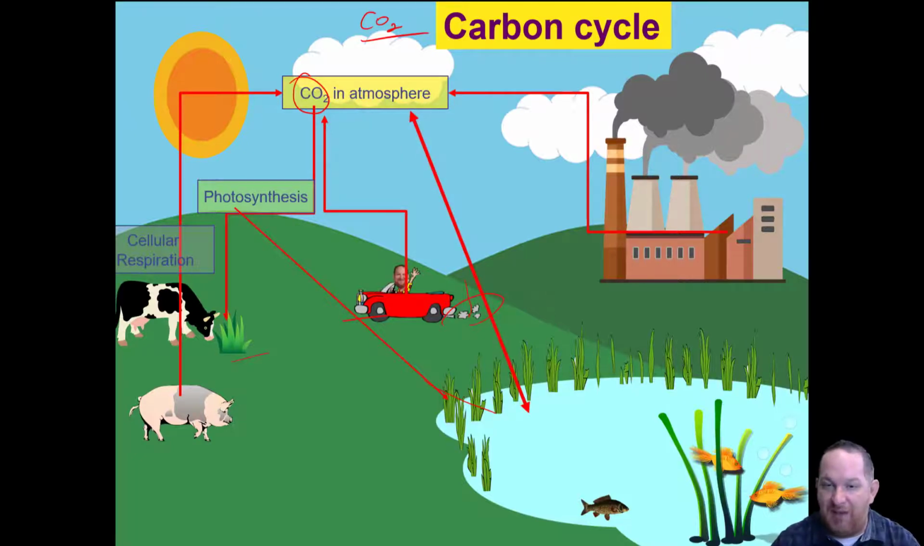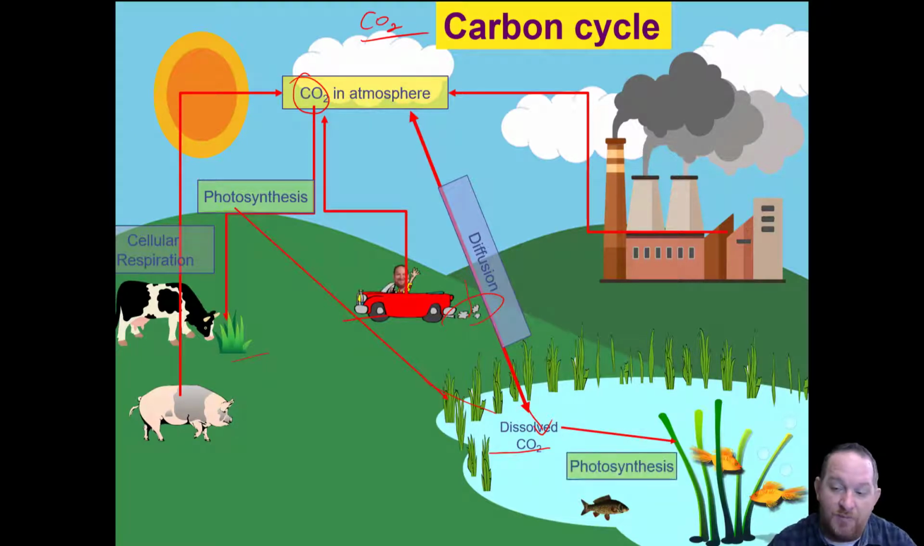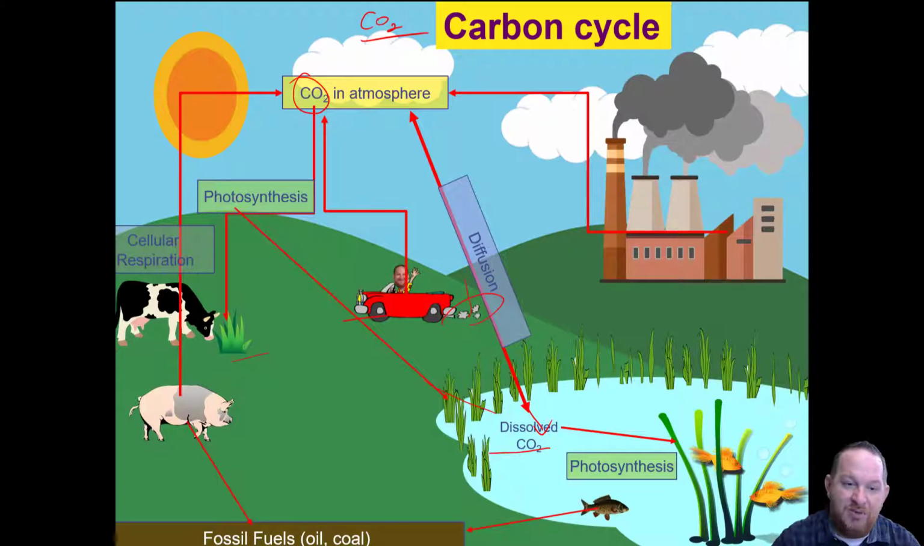Another thing that also happens is what we just call diffusion. So there's some carbon dioxide in the atmosphere. Some of that naturally diffuses into the water, right? Which the plants will need to grow as well. And then some of that carbon dioxide actually just diffuses out of the water back into the atmosphere. So that dissolved CO2 in the water is then used by the plants in the water to undergo photosynthesis as well. Now, what happens at the end of the cycle? These things die. Plants die.